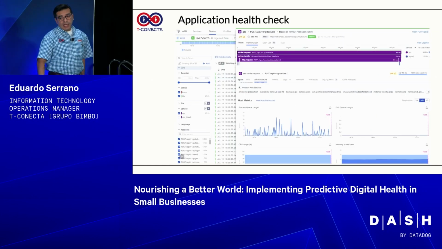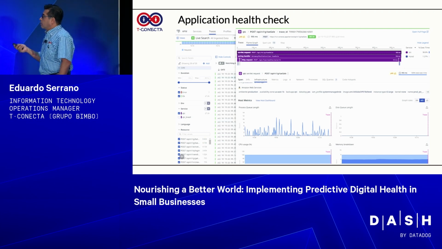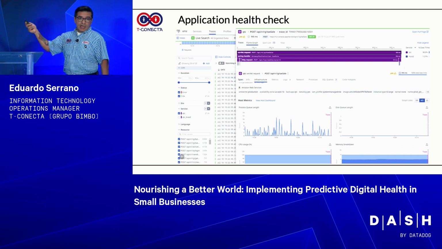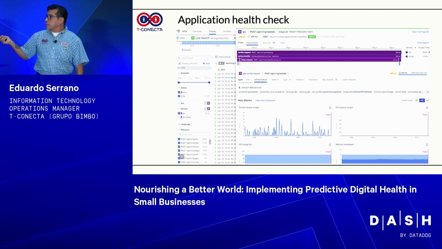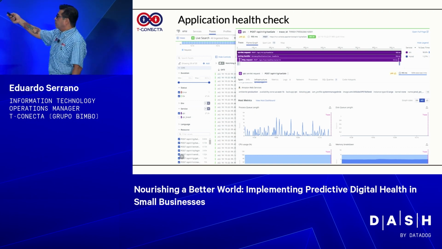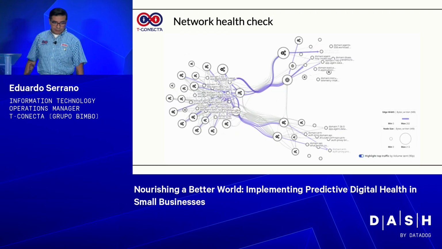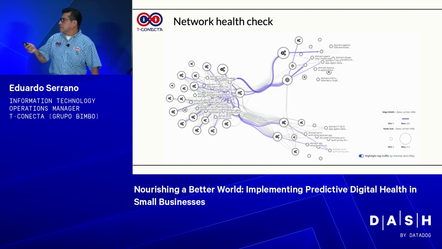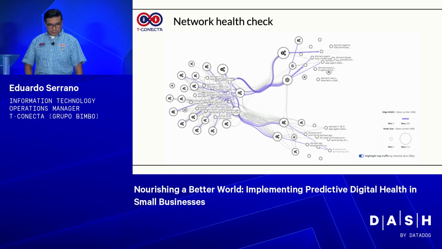We are implementing the application health check too. So now we can see what happened with the APIs and the application layer. We can now see what is happening with the network at the moment, with the infrastructure at the moment, with the service at the moment. This is a map of the network. It's a little complicated, but we can now track the network traffic too.